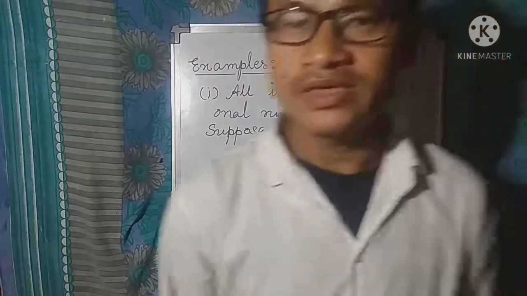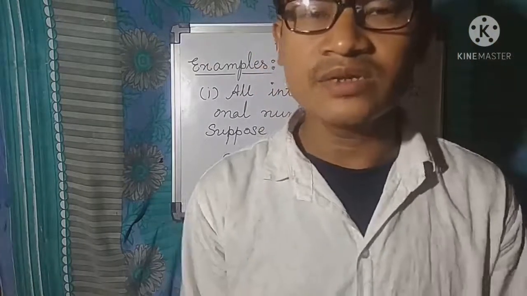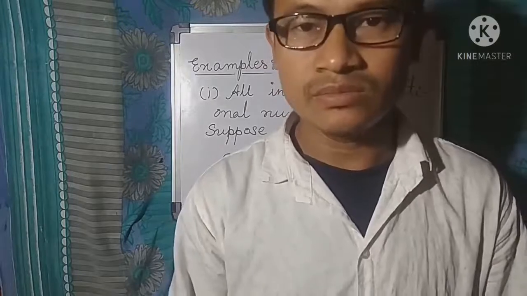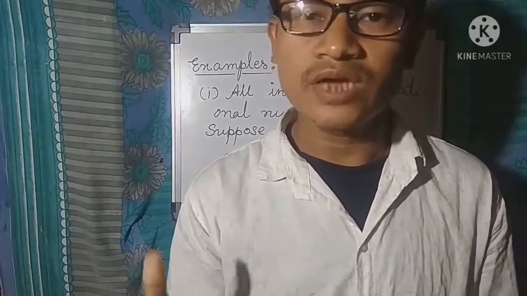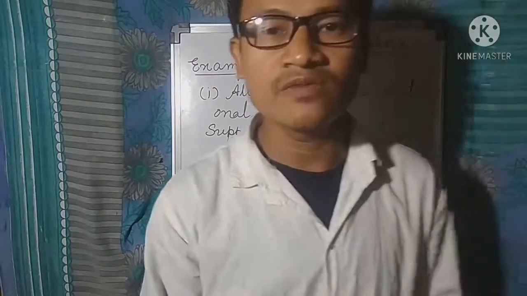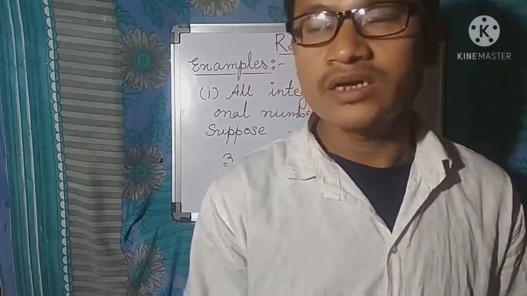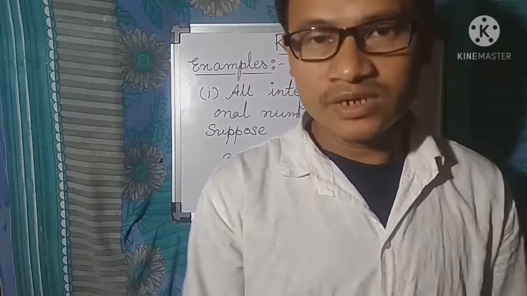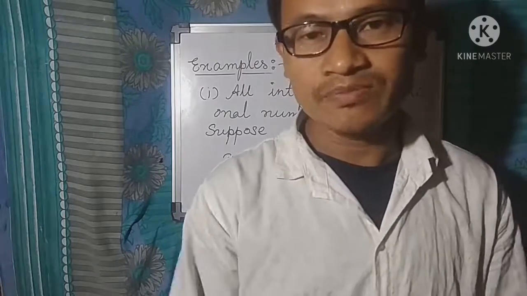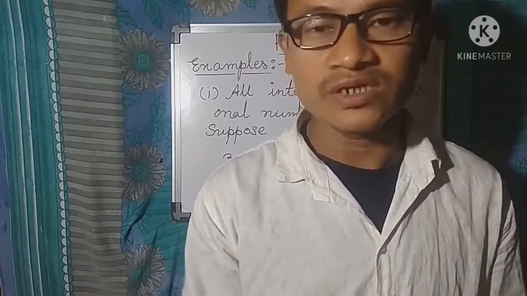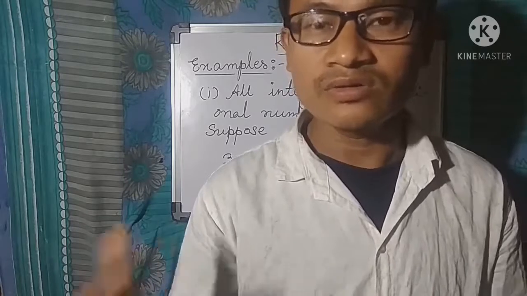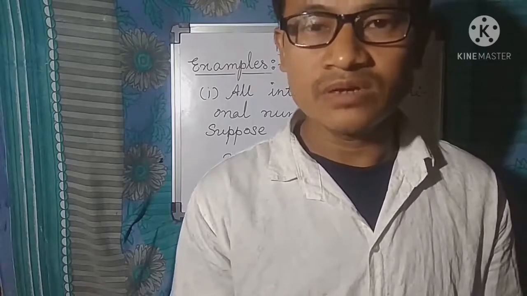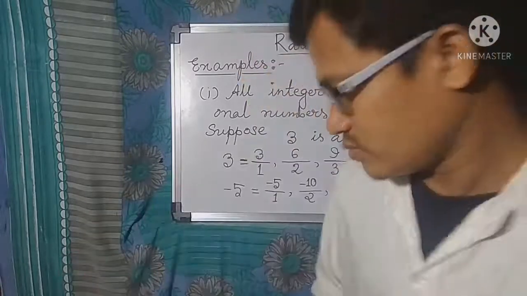So each and every integer can be written in the form of p by q. That is why all integers are rational numbers. Even 0, in case of 0 also, 0 is also a rational number. 0 can also be written in the form of p by q. I am going to show you.